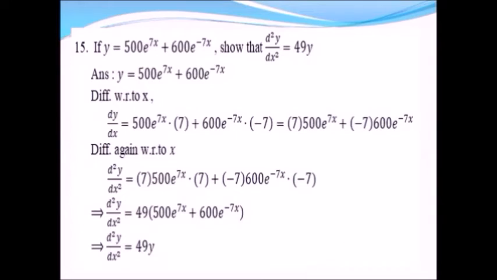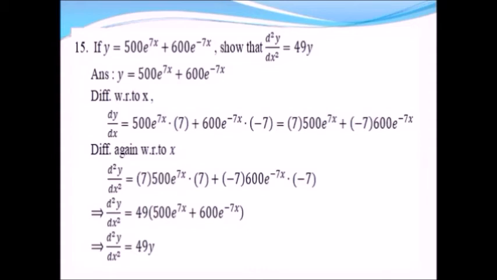Question number 15. If y is equal to 500 e to the power 7x plus 600 e to the power minus 7x, show that d square y by dx square is equal to 49y. Here the given function is y is equal to 500 e to the power 7x plus 600 e to the power minus 7x. Differentiate with respect to x, you will get dy by dx is equal to 500 e to the power 7x into 7 plus 600 e to the power minus 7x into minus 7. So I am writing that 7 first, that is 7 into 500 into e to the power 7x plus minus 7 into 600 into e to the power minus 7x.